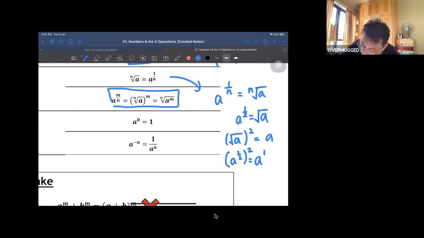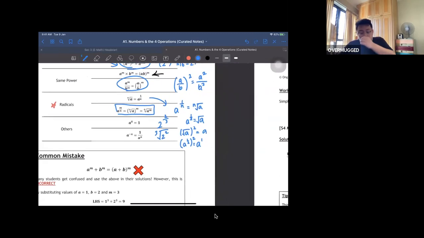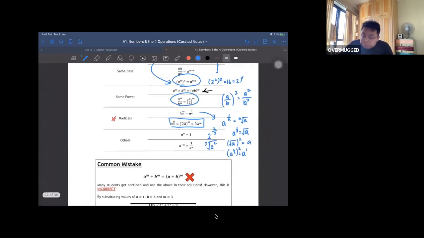So if you have a numerical value on the top, then your inside value will actually be powered as well. So for example, if it's 2 to the power of 2 over 3, it's the same thing as the cube root of 2 squared. So all of this is really just practice, practice, and practice. There are many questions out there that will actually help you with it.